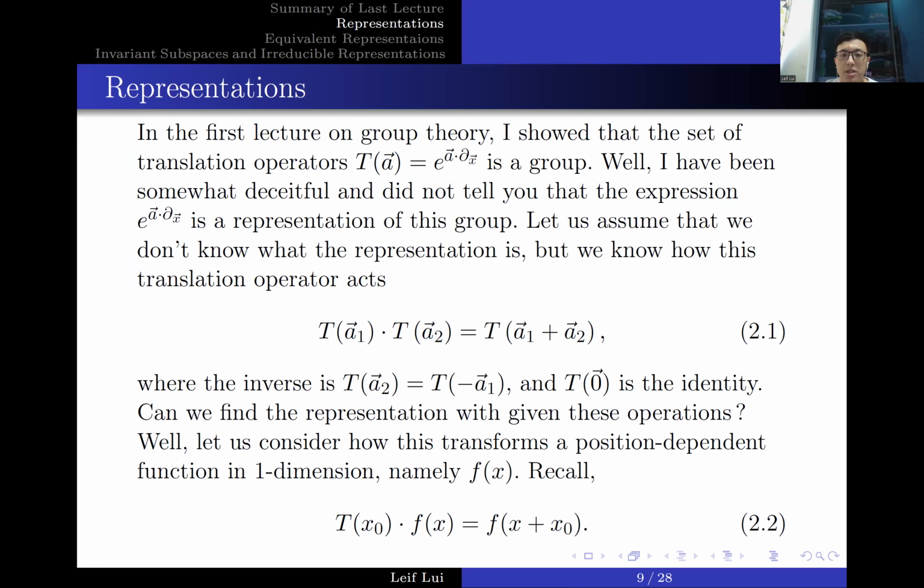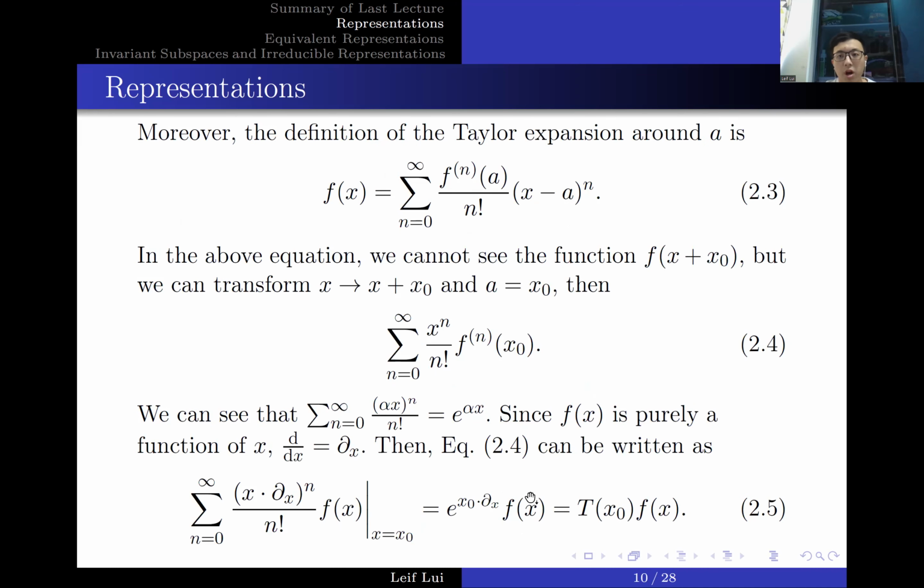So let us consider the transformation of position-dependent functions in one dimension, namely f of x. Recall that if we act a translation operator on f of x, we get f of x plus x naught. Recall that the Taylor expansion about a is as follows. So we get the following expression. In the above equation, we cannot see this function f of x plus x naught directly, but we can perform a transformation such that x is equal to x plus x naught, and therefore a must equal x naught, and therefore we get the following expression.